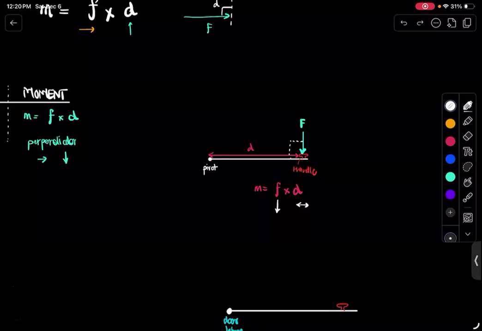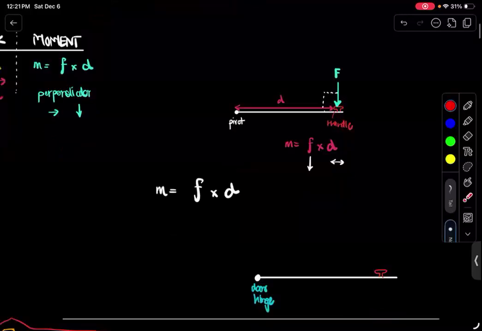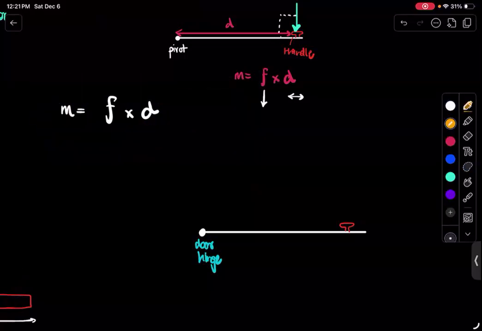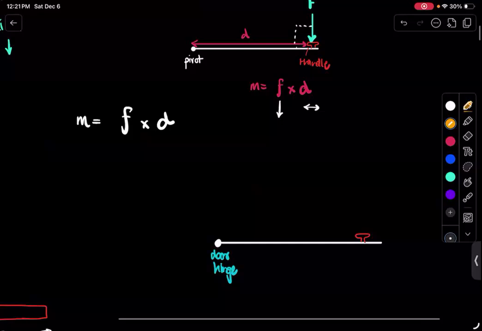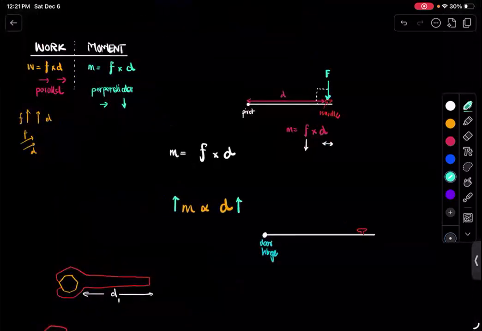Now, for example, we know that if M is equal to force into distance, that means two things. So moment is directly proportional to distance. Now what does that mean? That means if you increase the distance, you are going to increase the moment. Now what does that really mean?